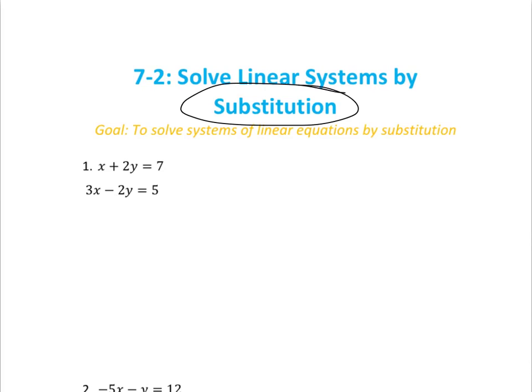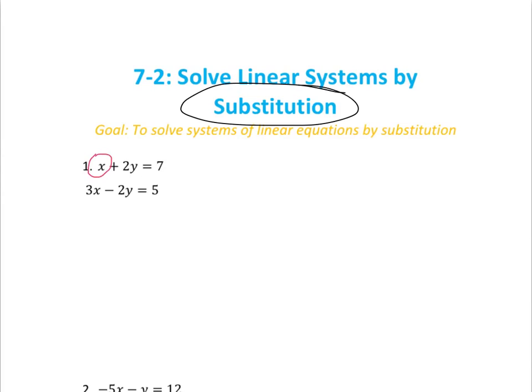So for substitution, what you have to do is solve for one of the variables in one of the equations, and then take that and plug it into the other equation to give you something that you're able to work with. You usually only want to use this when you have one of the variables in your equation that has no coefficient in front of it, like that x in the first equation. If there's no coefficient in front of it, it's really easy to do.